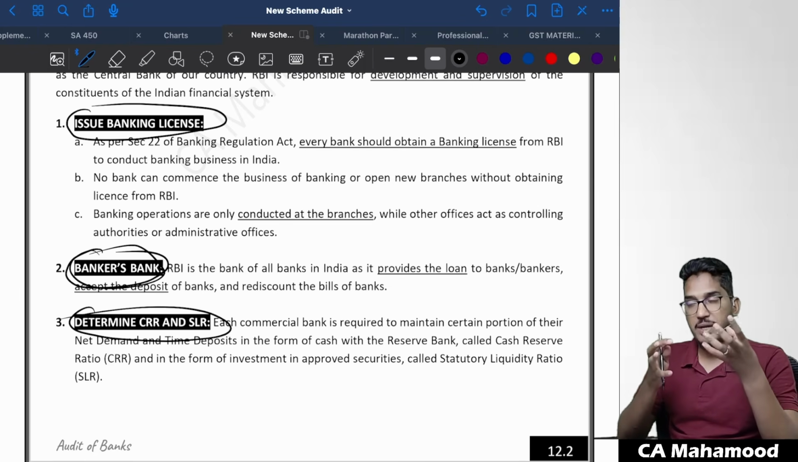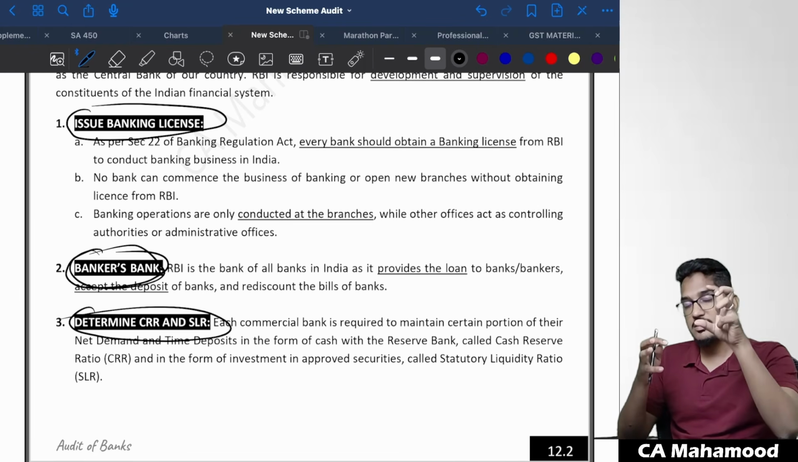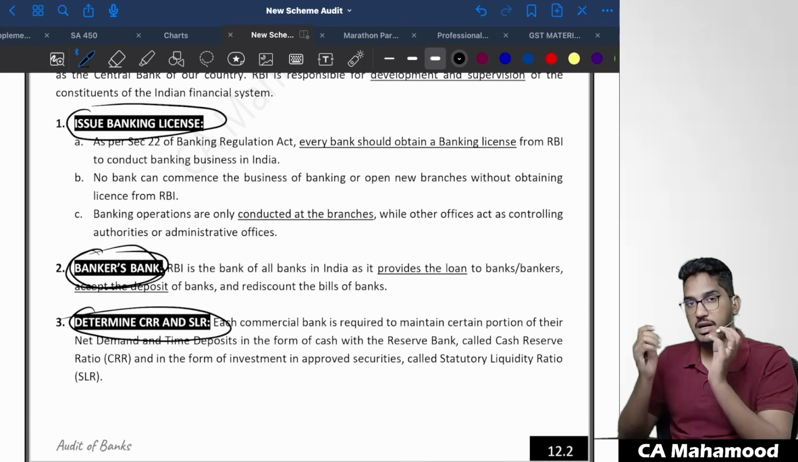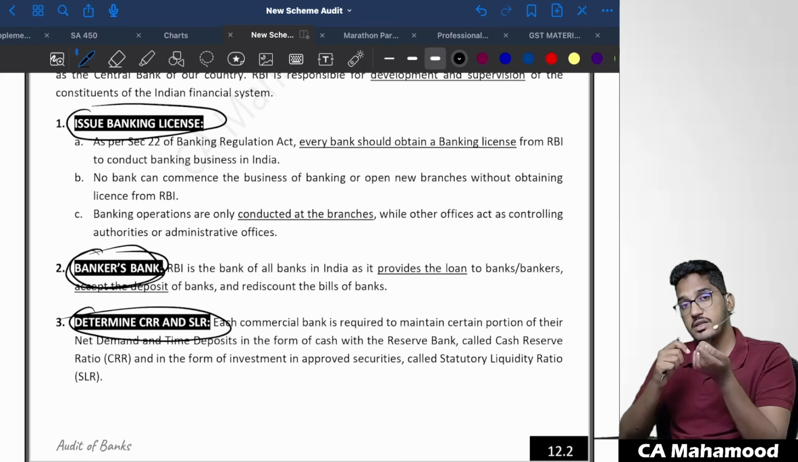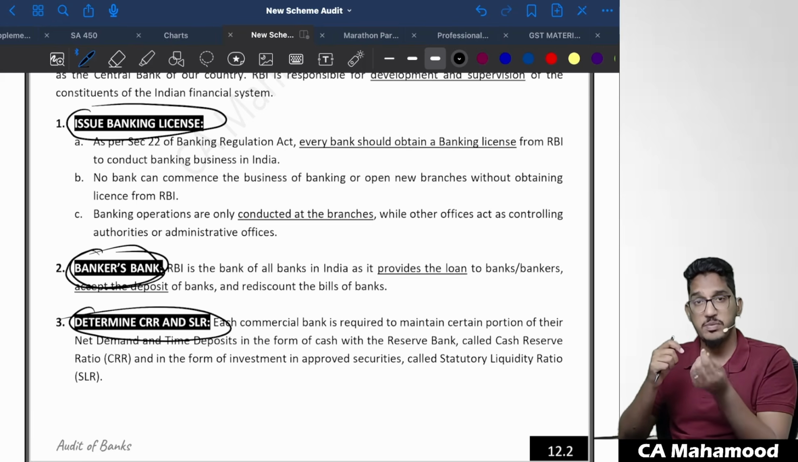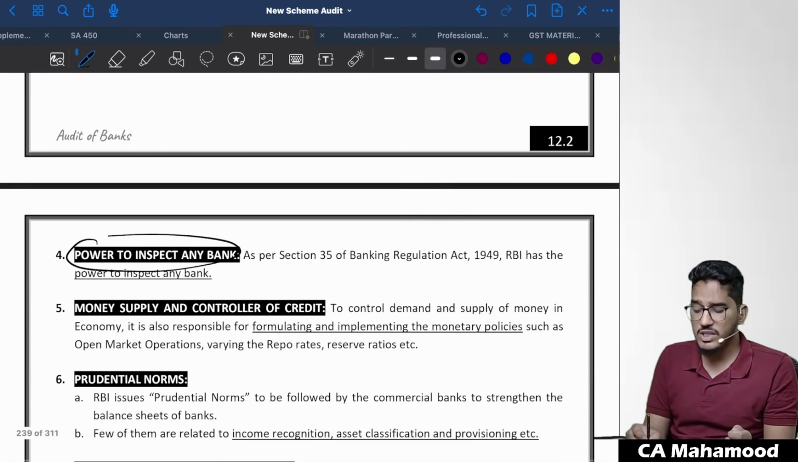Every bank is required to maintain a certain percent of their money in specified investments, or deposit a certain percentage of money with the RBI, which we generally call CRR and SLR ratios. Sir, who will determine how much percentage CRR should be there, how much percentage SLR should be there? This will be decided by whom? Once again, RBI.